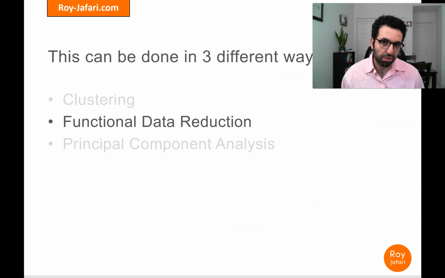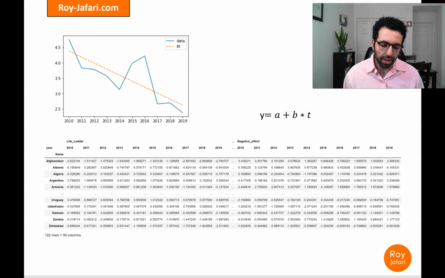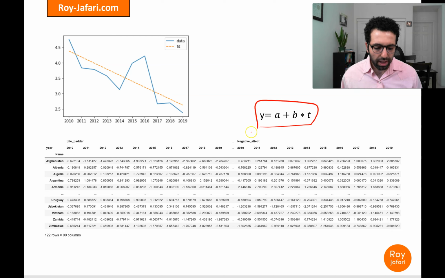Another way we could go about this, of course, is functional data reduction. In this functional data reduction, we could look at each country and each of the happiness indices of the countries and look at their 10 numbers from 2010 to 2019 from the perspective of a time series and try to fit a linear regression formula here. And instead of having to include all of these 10 numbers, we could include the parameters A and B, which are the intercept and the slope of this linear regression, right?